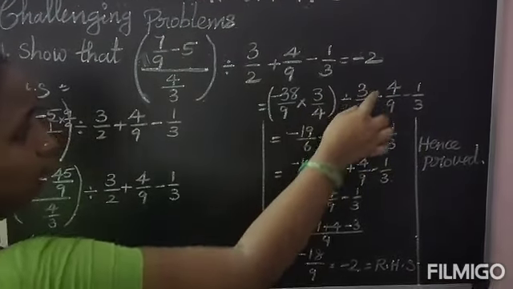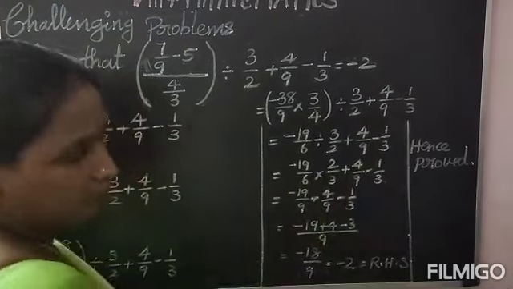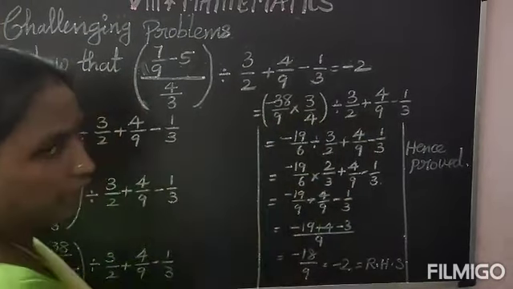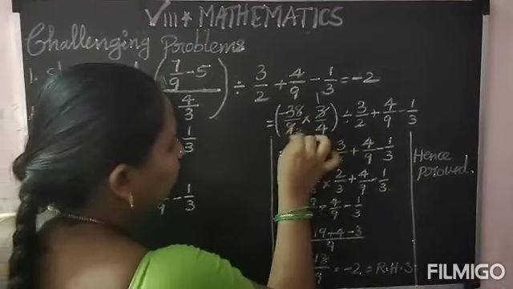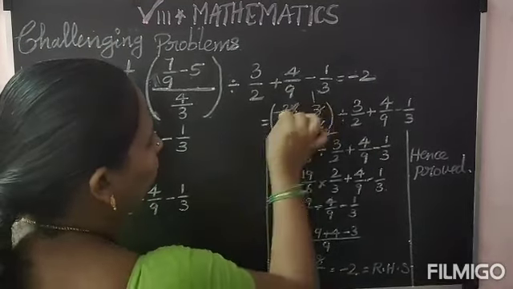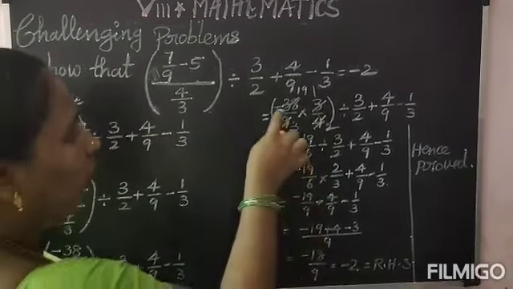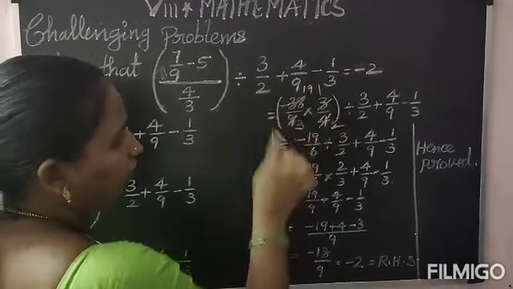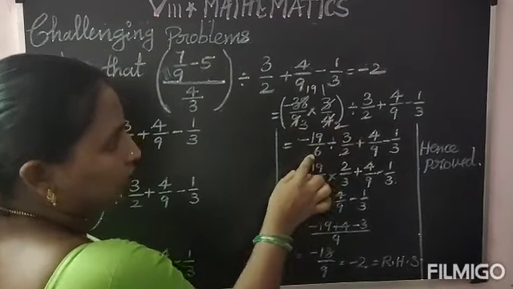So write: divide by 3 by 2 plus 4 by 9 minus 1 by 3. Here it is possible now, you can cancel. In the 3 table, 3 1s are 3, 3 3s are 9. In the 2 table you will cancel: 2 2s are 4, 2 1s are 2, 2 9s are 18. See, the remaining is minus 19 into 1, minus 19. Denominator: 3 2s are 6.